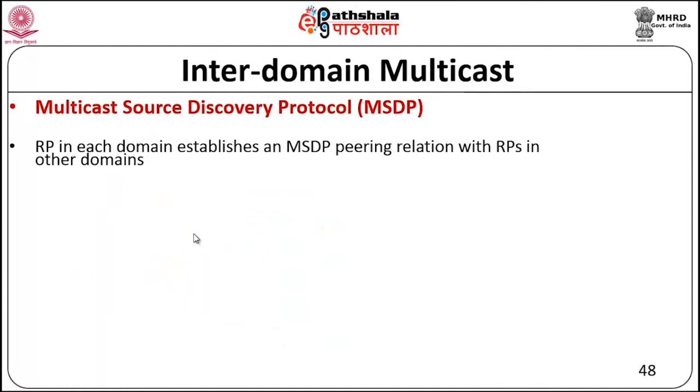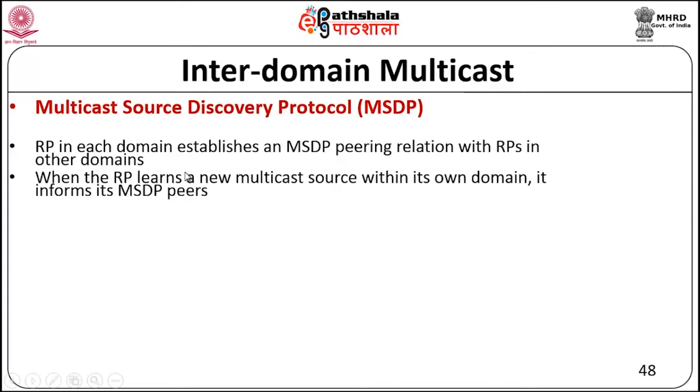Now there is another important aspect that PIM supports, which is inter-domain multicast. That is, when you have members belonging to different domains, how do we make sure that the tree can be constructed across these domains? That becomes a very cumbersome process. So what is actually done is that every domain maintains its own RP, but the RPs talk to each other using what is called the Multicast Source Discovery Protocol. The RPs maintain a peering relation with RPs in other domains so they can talk to each other. And what is the information that they exchange when they talk using this MSDP protocol? It is the following.